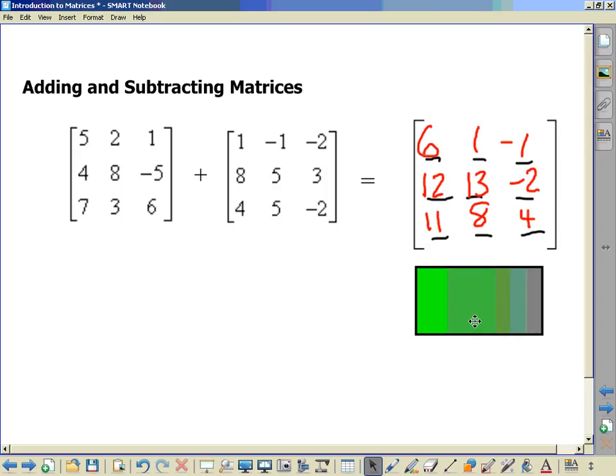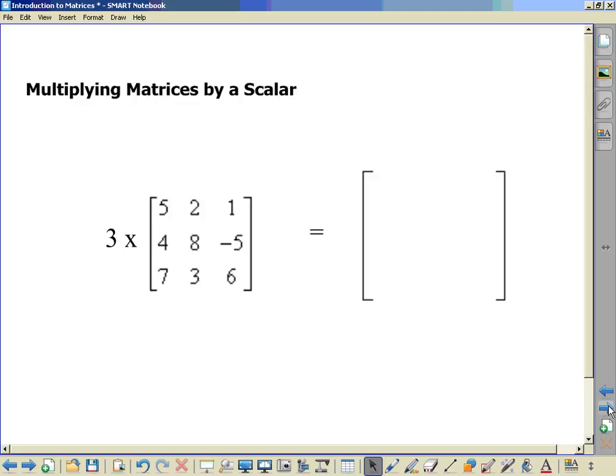All right, here we go. Here are the answers that I came up with. You have 6, 1, -1, 12, 13, and -2, 11, 8, and 4. So that would be the solution matrix to that addition problem, adding matrices.